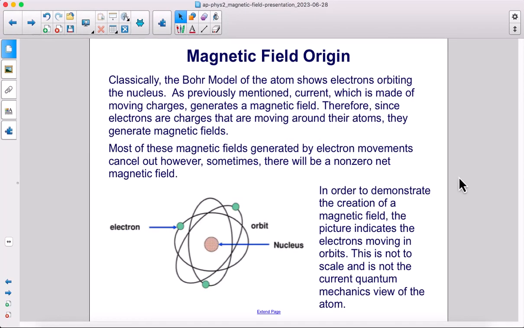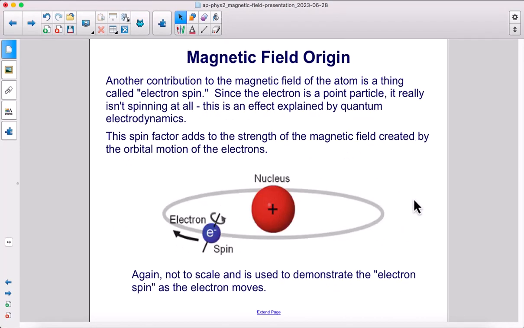Classically, the Bohr model of the atom shows electrons orbiting the nucleus. As previously mentioned, current, which is made of moving charges, generates a magnetic field. Therefore, since electrons are charges that are moving around their atoms, they generate magnetic fields. Most of these magnetic fields generated by electron movements cancel out. However, sometimes there will be a non-zero net magnetic field. In order to demonstrate the creation of a magnetic field, the picture indicates the electrons moving in orbits. This is not to scale and is not the current quantum mechanics view of the atom.